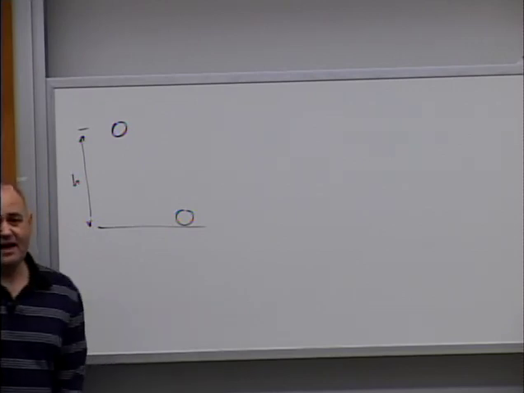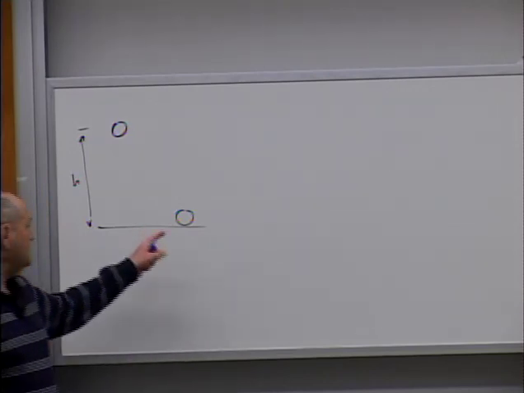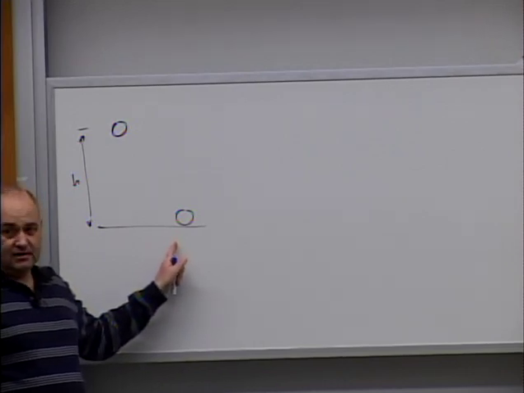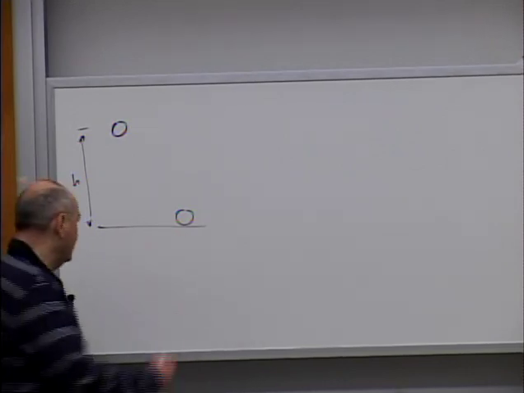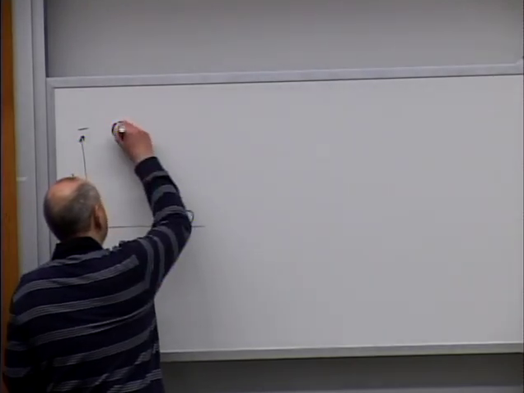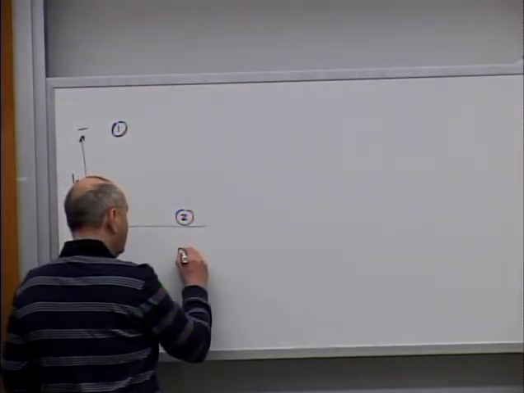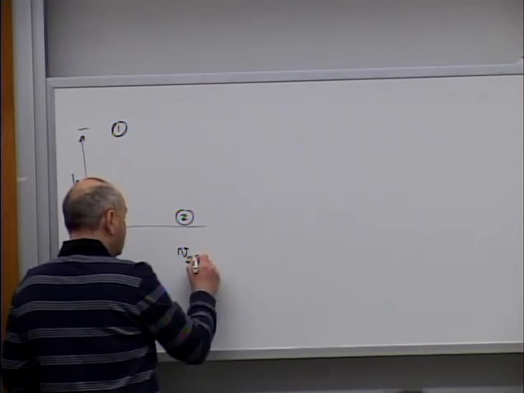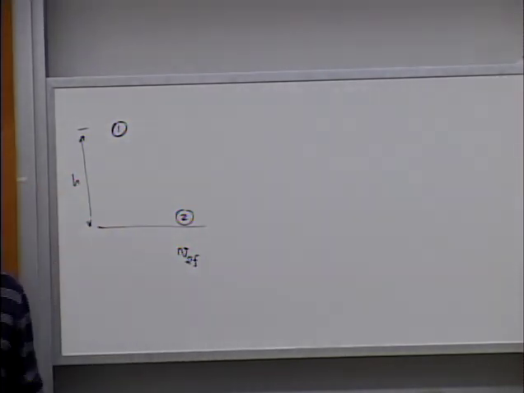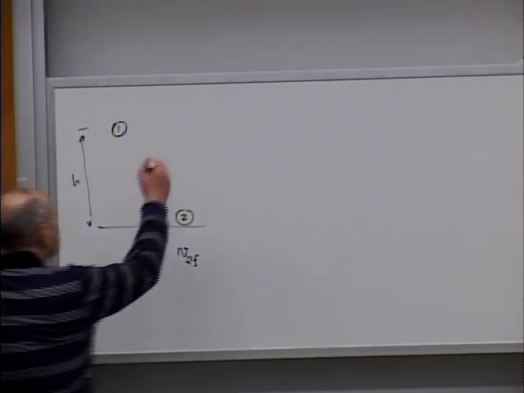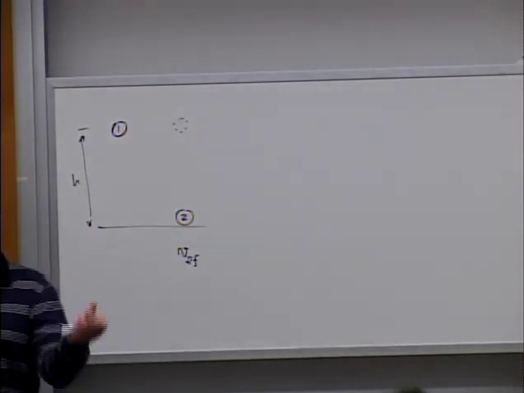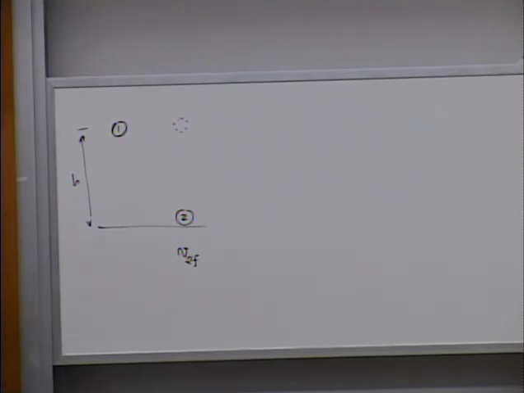And let's say that our question is, with what speed is this ball going to hit the floor? Let's call this particle 1, this particle 2, and we want to find the speed of particle 2 when it hits the floor. I will call it final. Initial is when it was released. And I release it with 0 velocity.